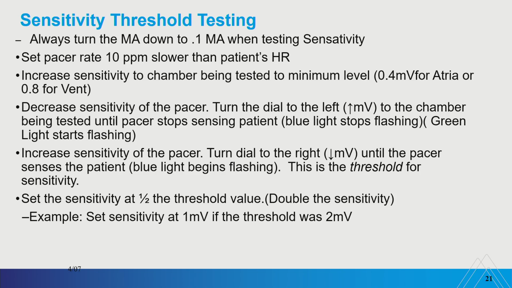For the atrium, the default is 0.5. The most sensitive is 0.4. So if you're failing to sense at 0.5, you go to 0.4. If it's not working, you have to troubleshoot a little bit more. Okay?